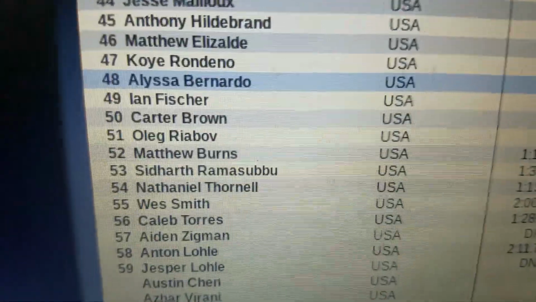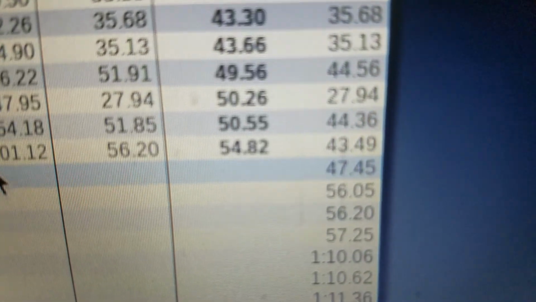Alright, so for OH, I got 48th place. I didn't make the cutoff, so I got a 47 and a 50. And I got, that's it. The cutoff was 45, but kind of disappointing, but it's alright.